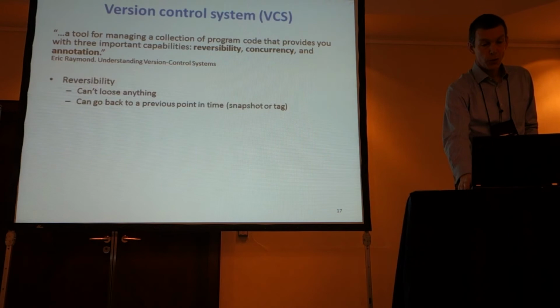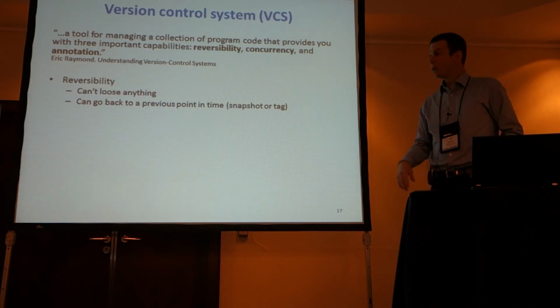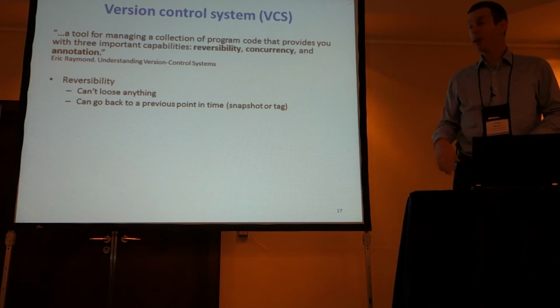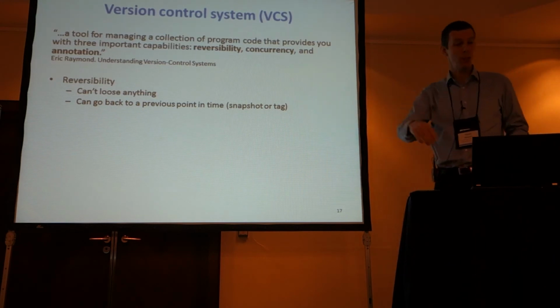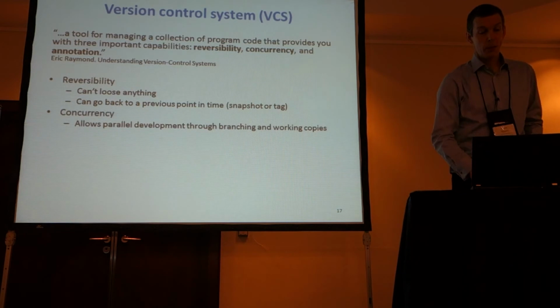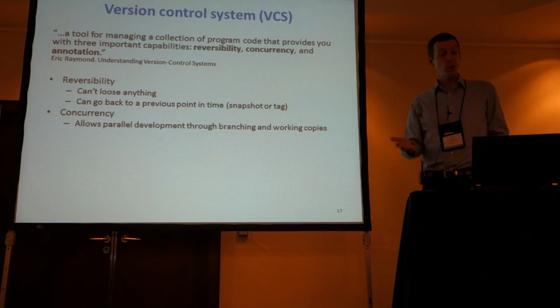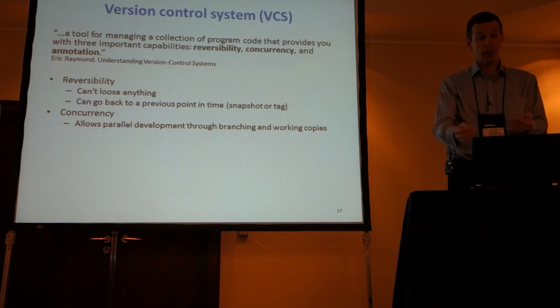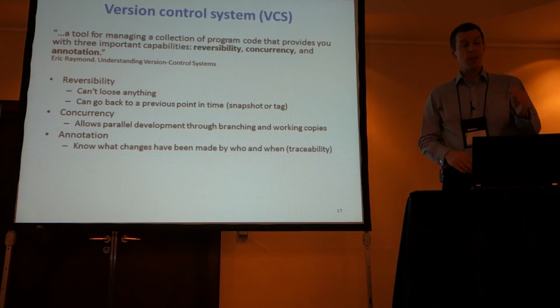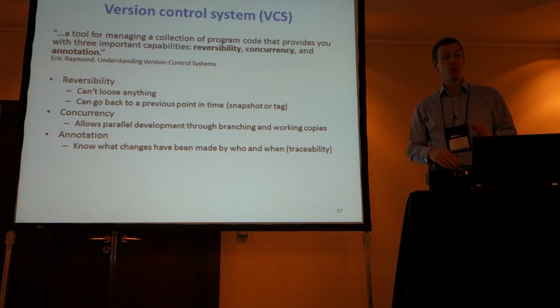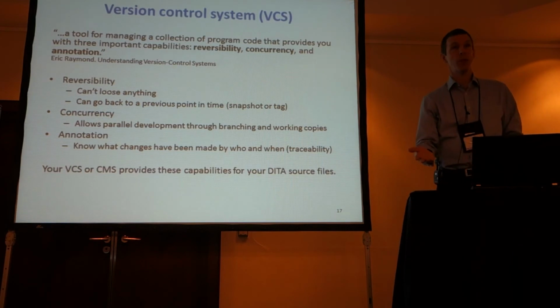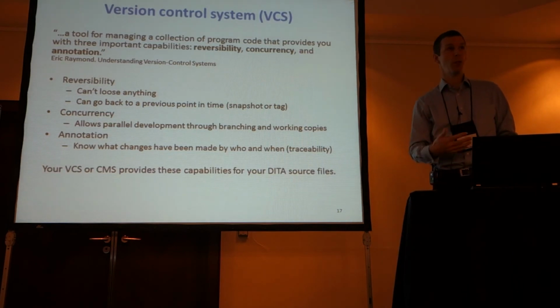Okay, so the version control system is really just about being able to go back, reversibility. I took this quote from Eric Raymond, from a paper that he wrote about it. Then concurrency: the version control system lets you work in parallel, either through working copies or by creating branches. And annotation, so you've got an audit trail of who did what when. That's what the version control system provides. In the DITA world, it's probably your CMS that provides those, or you might be using Subversion, Git or something else.